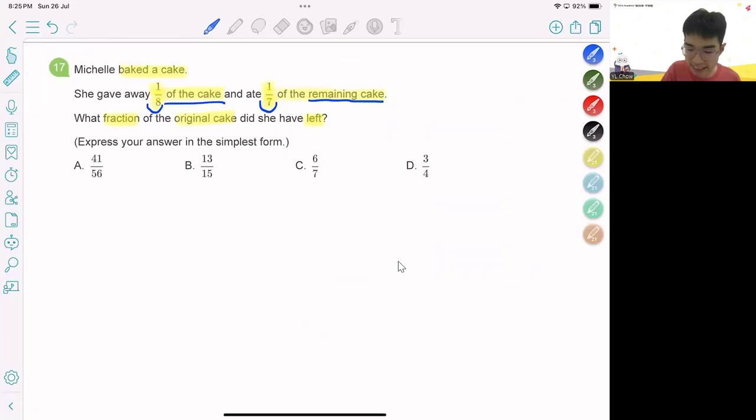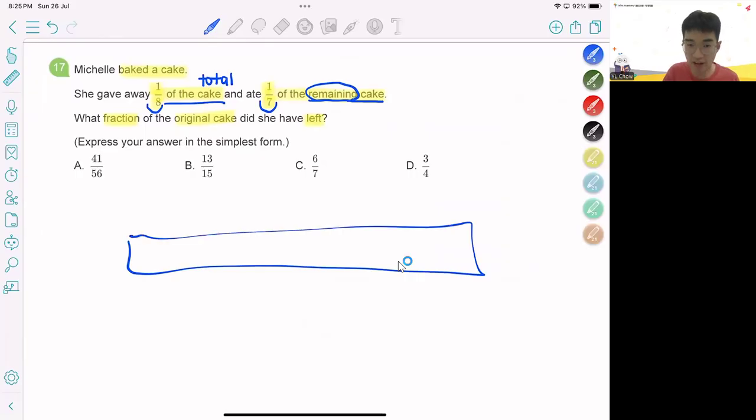Because 1 over 8 is taken from the entire total, correct? But then the next fraction, 1 over 7, is of the remaining cake. So it's taken from the remaining, not from the entire total. Now, if your two fractions are taken one after another and not of the entire total, please do not rush and change them to a common denominator. Instead, you try to draw them out one by one. So let's start off by drawing a bar model. A long, long bar.